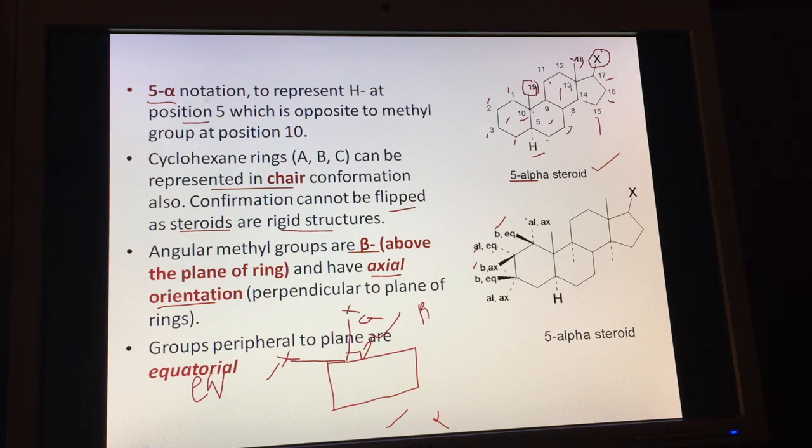Likewise at position number 3 we have beta and equatorial, and alpha and axial. Basically I have represented alpha as Al and beta as simply B, because I was unable to insert the symbols. And then we have axial represented as AX and equatorial represented as EQ. So this is basically the stereochemistry of the 5 alpha steroid.